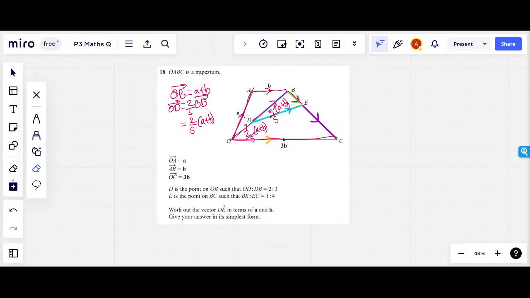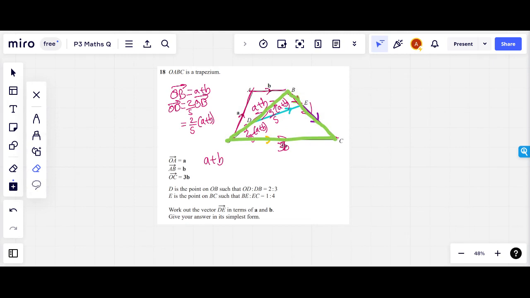Now we want to deal with the BEC stuff. And for that, we need to know what the vector BC is. To work out the vector BC, which is this big vector here, we want to know OC, which we do, it's 3b, and we want to know OB. And we know what OB is. OB is A plus B. So we have A plus B going this way, 3b going this way. Then BC is going to end up being, if I draw the path in a different color maybe, A plus B plus some unknown vector equals OC.